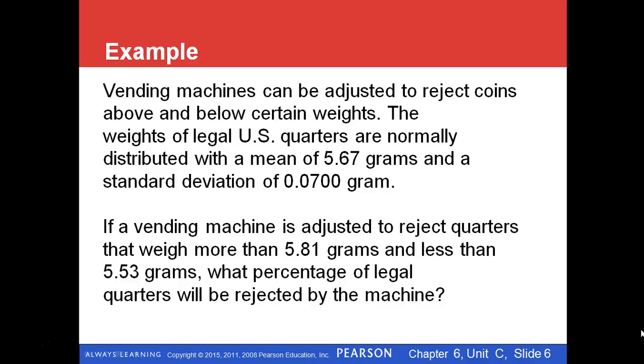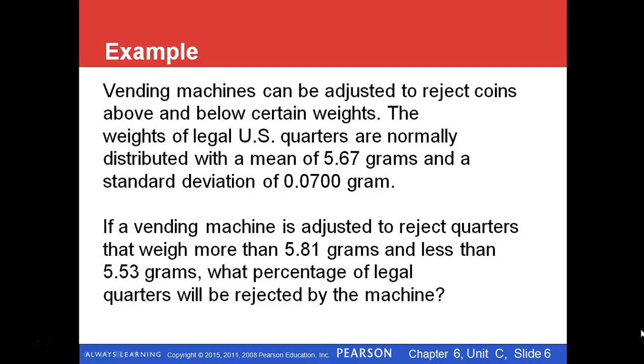Vending machines can be adjusted to reject coins above and below certain weights. The weights of a legal U.S. quarter is normally distributed with a mean of 5.67 grams and a standard deviation of 0.07 grams. If a vending machine is adjusted to reject quarters that weigh more than 5.81 grams and less than 5.53 grams, what percentage of legal quarters will be rejected by the machine?